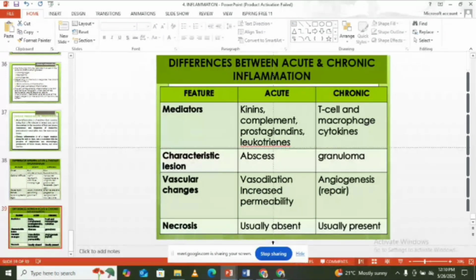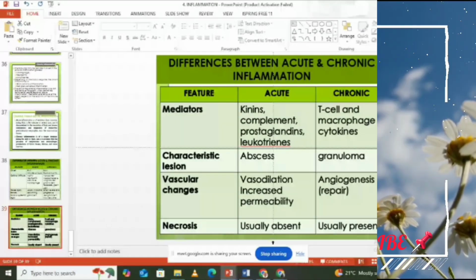Characteristic lesion involved here: in acute inflammation, you will see abscess formation, but in chronic, there can be a granuloma. Any vascular changes: vasodilation and increased permeability in response to acute inflammation. Angiogenesis can be seen in the case of chronic inflammation. This is because of the continuous tissue repair. Necrosis is absent in acute inflammation, but it will be present in chronic inflammation.